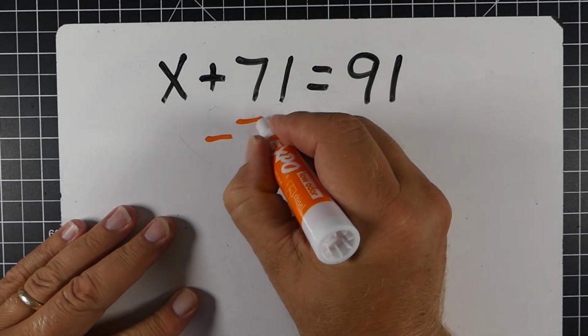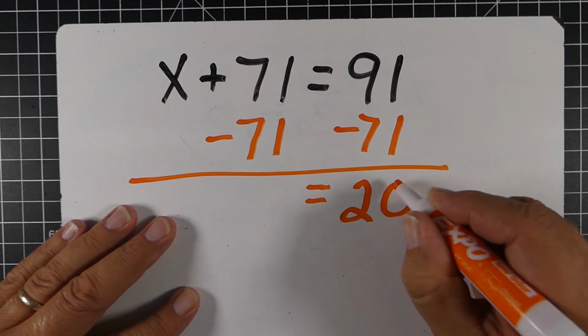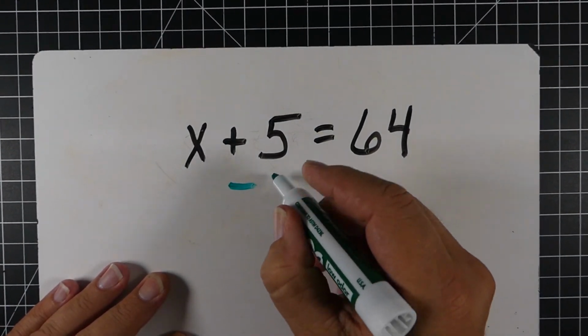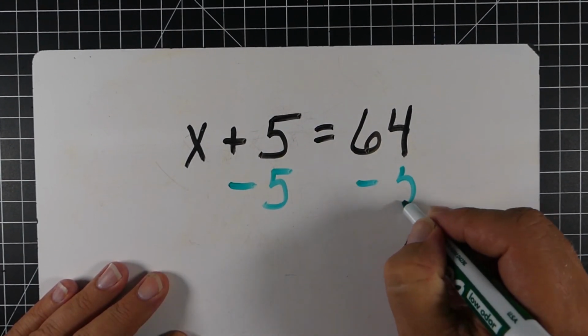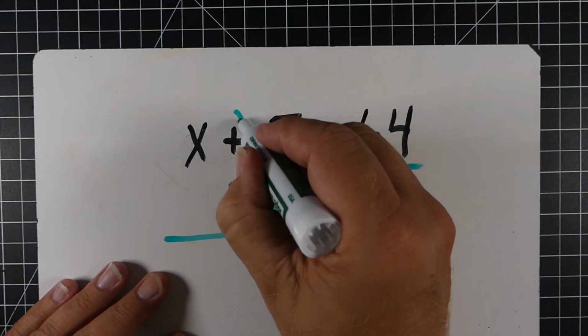This next problem, we're adding 71, so we'll do the inverse, minus 71. That leaves us 20 on the right, and only the x survives on the left. Here's another problem where we're adding. So we're going to do the inverse, subtract, in this case 5. We end up with 59 on the right side, x on the left.